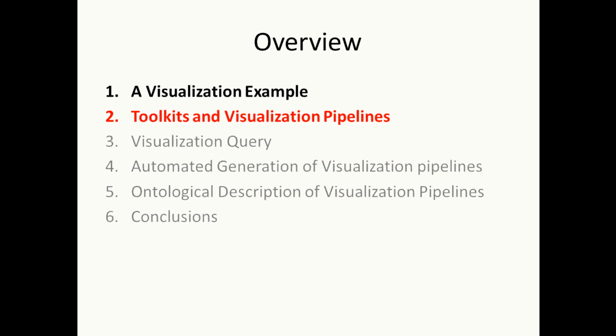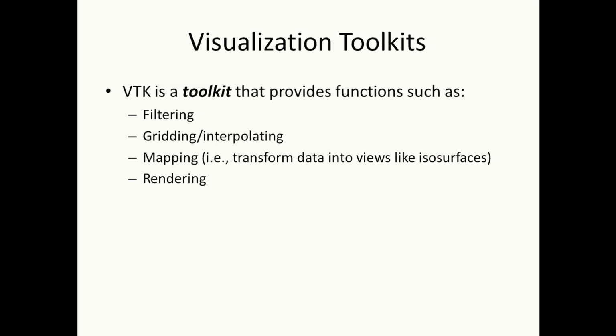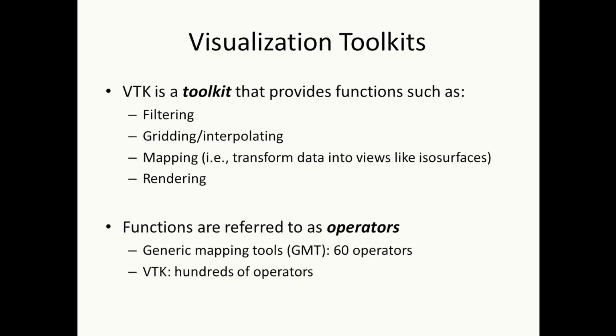I will now provide more thorough definitions for what a visualization toolkit is and introduce the concept of a visualization pipeline. VTK is a visualization toolkit. Visualization toolkits provide functions such as filtering, gridding or interpolating, mapping, which transforms data into views like isosurfaces, usually represented by geometric primitives, and rendering, which projects the geometric views into pixels. These functions are referred to as operators.